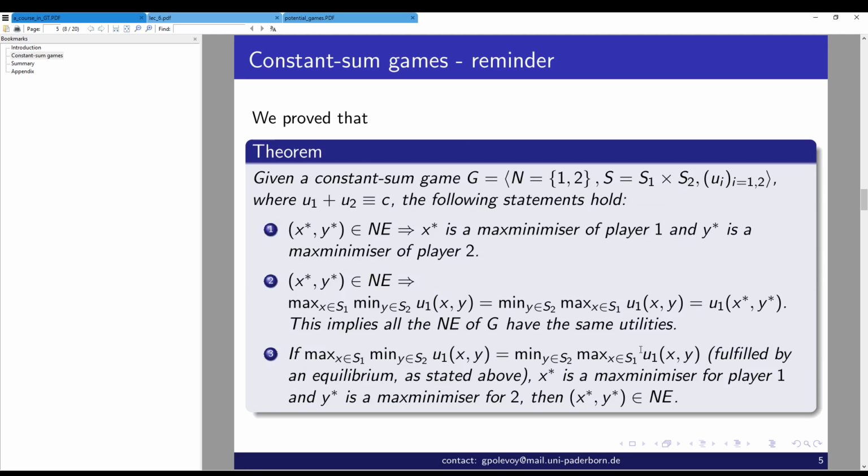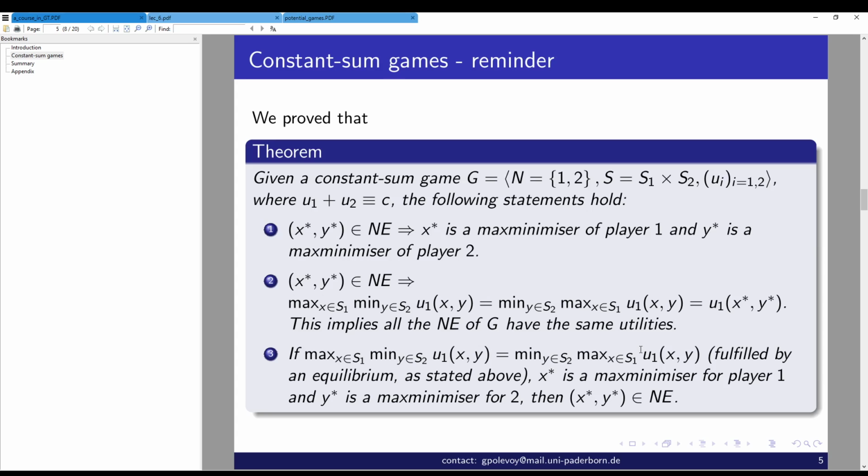And we prove the following important basic theorem, that given a constant sum game, where the sum of the utilities is C, first of all, if we have a Nash equilibrium, which we don't always have. For example, in matching pennies and rock paper scissors, we don't have a Nash equilibrium. In chess, we do. We don't know which it is, but we know that we do. We will prove it in the future.